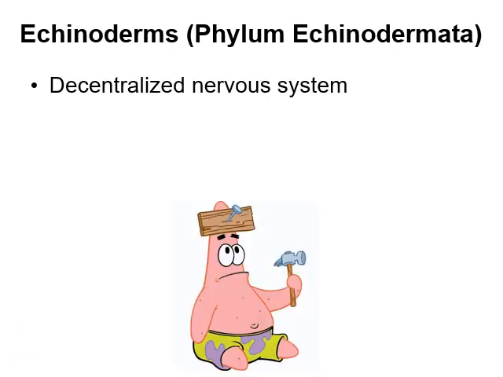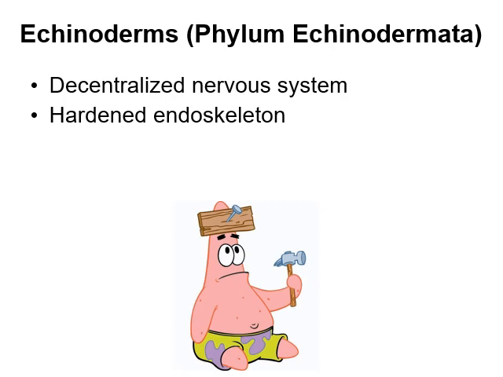They don't have a centralized nervous system, which is perhaps why my namesake, Patrick the starfish, might not be the smartest character on Bikini Bottom, because they don't have an actual centralized brain. They do have nerves throughout their bodies, but they don't have a central brain.